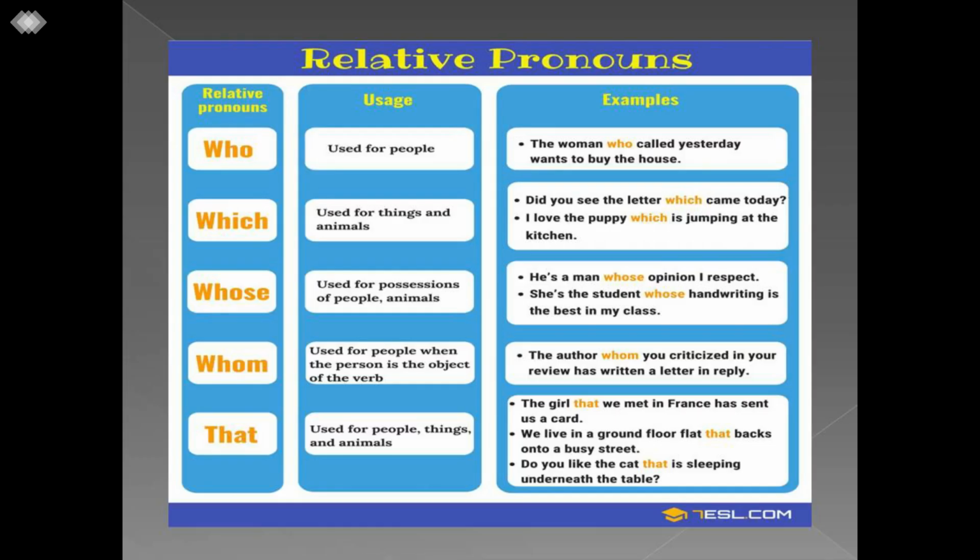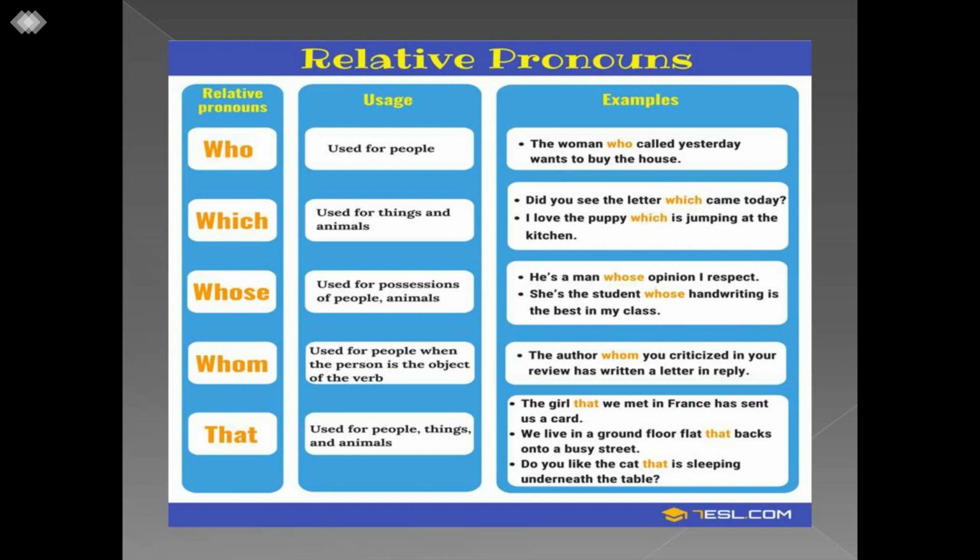So, my dear students, in front of your screen, you will see some examples of relative pronouns, the words which are used as relative pronouns along with their example and usage. So, let's try to understand how it works. First relative pronoun is who. Who is used for people.